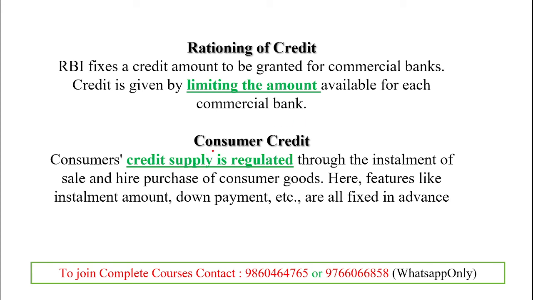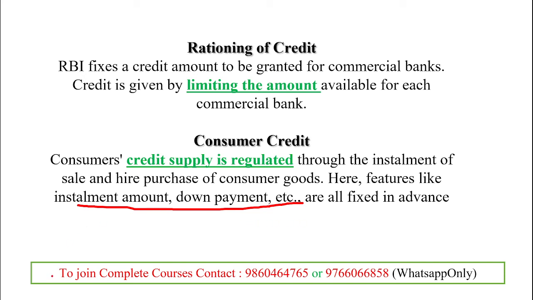And the next one, consumer credit. Here, credit supply is regulated through installment sale and hire purchase of consumer goods. So here we regulate the purchase and sale of consumer goods. Features like installment amount and down payment, etc., are all fixed in advance by the required authorities.